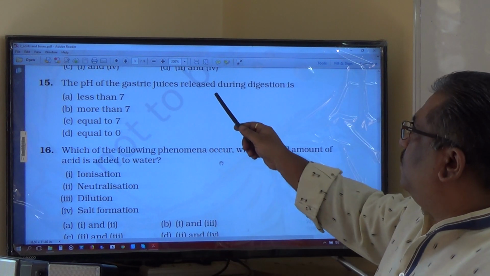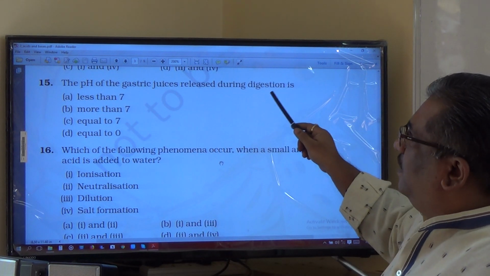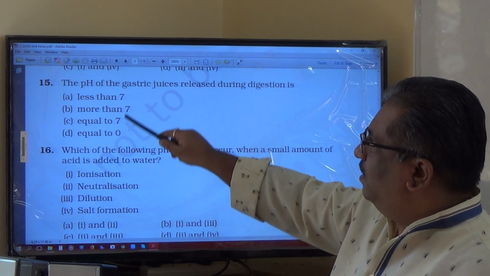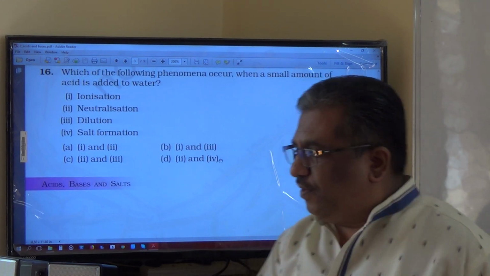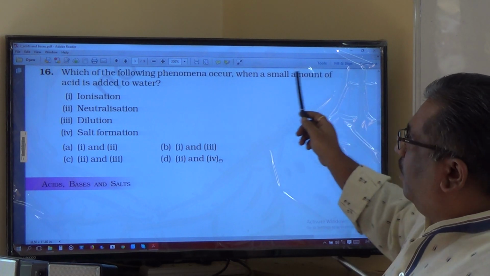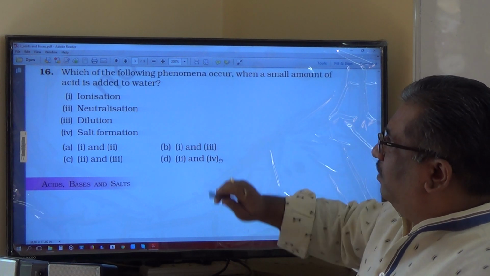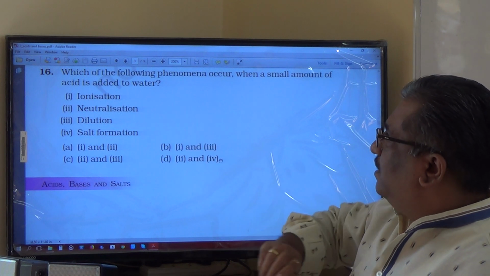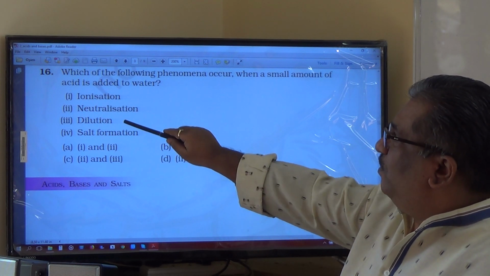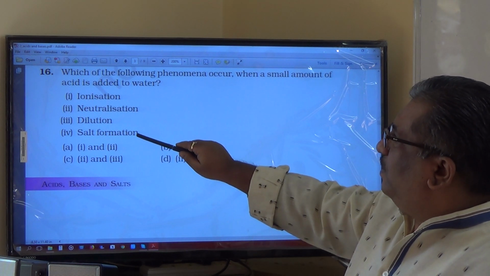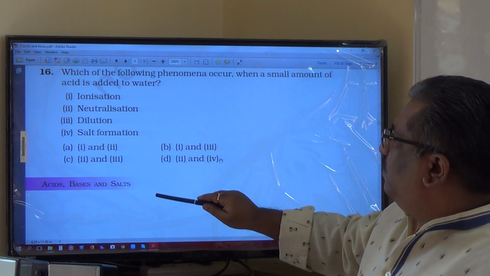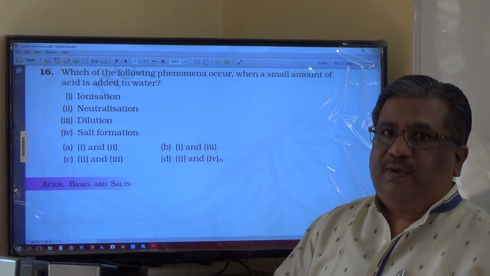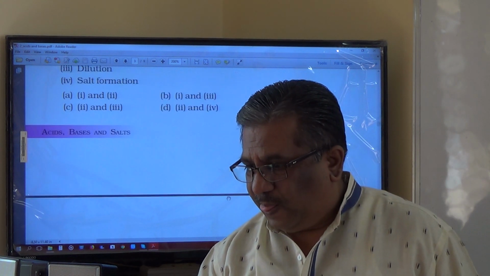pH of gastric juices released during digestion is less than 7. First one. Which of the following phenomena occur when a small amount of acid is added to water? Ionization takes place. Neutralization? No. Dilution takes place. Salt formation? No. Ionization and dilution, 1 and 3. B should be your correct answer. Next.